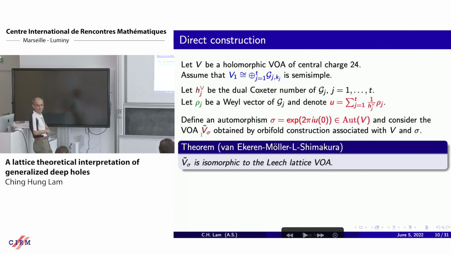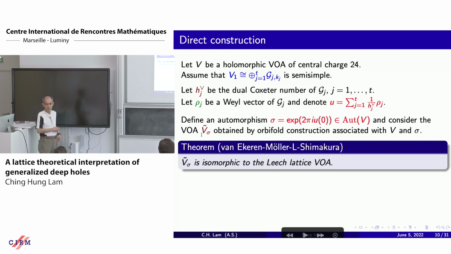Now, I should mention that for this theorem, we don't need anything about the Schellekens list. Okay, we do use the Dong-Mason result, but not the Schellekens list completely. So just know that if it's semi-simple, then you can always construct the Leech lattice VOA by using a very special element.